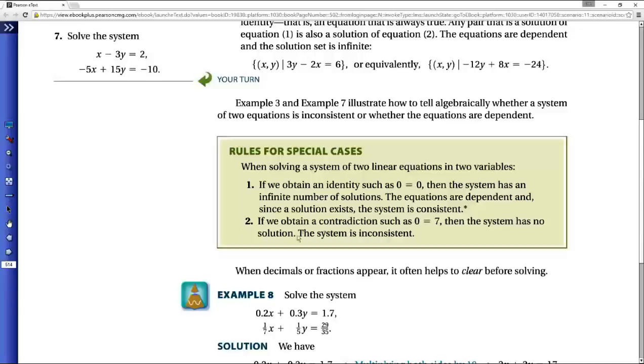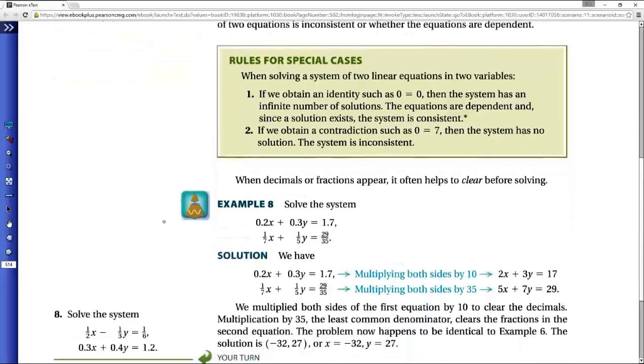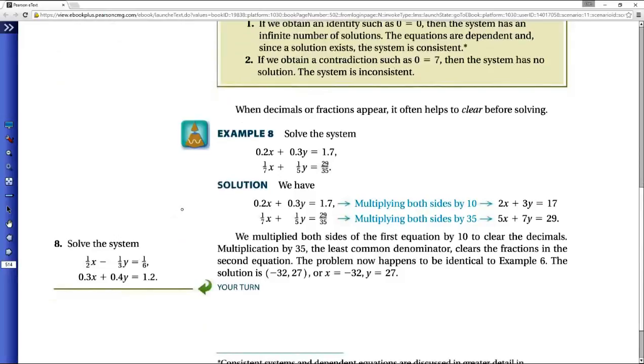If you obtain a contradiction, or basically a false equation, or something that is not true, this system has no solution. The system is inconsistent. Okay, so they go through some more examples.